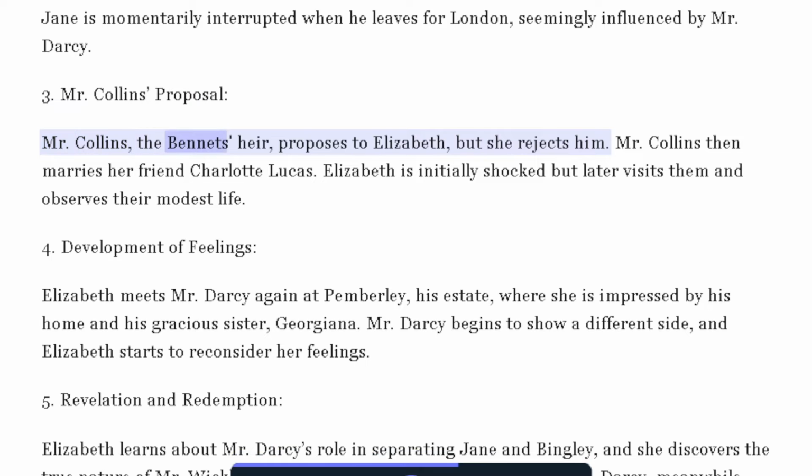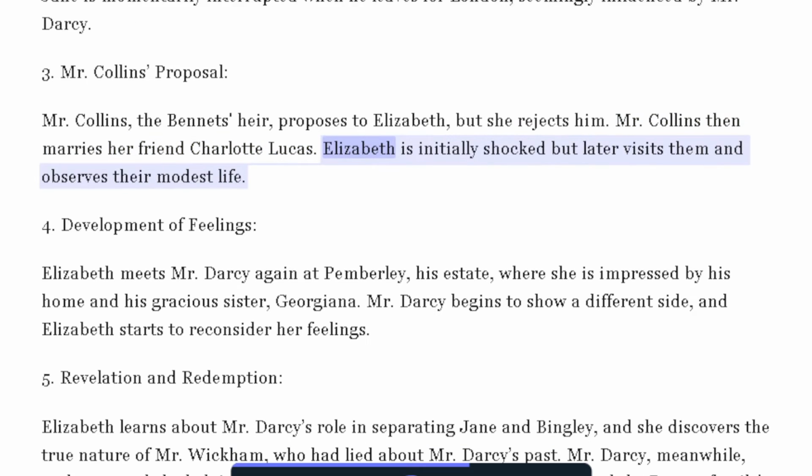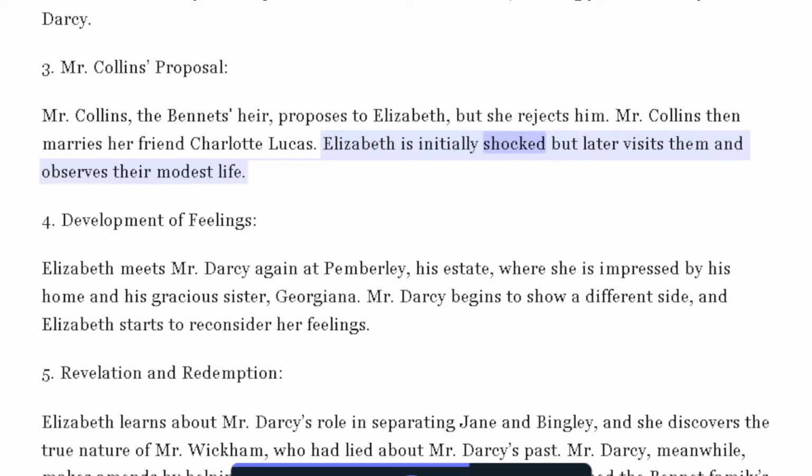3. Mr. Collins's proposal. Mr. Collins, the Bennet's heir, proposes to Elizabeth, but she rejects him. Mr. Collins then marries her friend Charlotte Lucas. Elizabeth is initially shocked, but later visits them and observes their modest life.